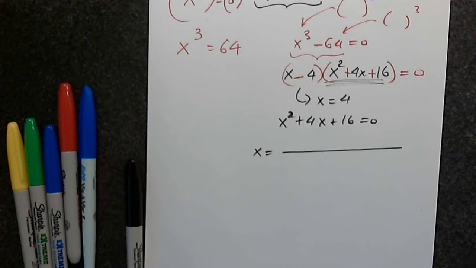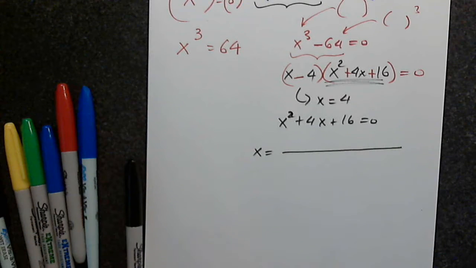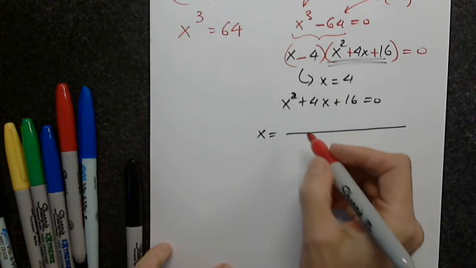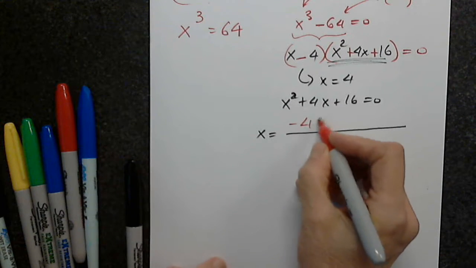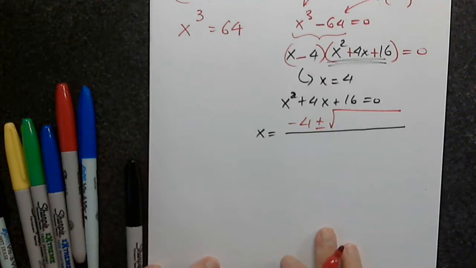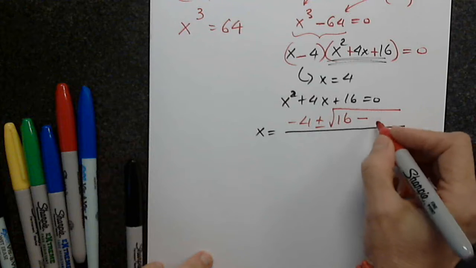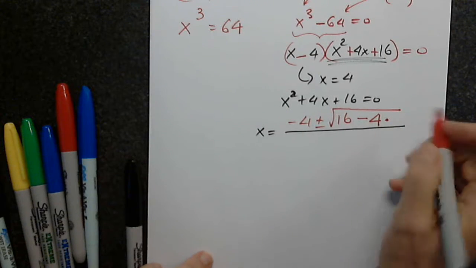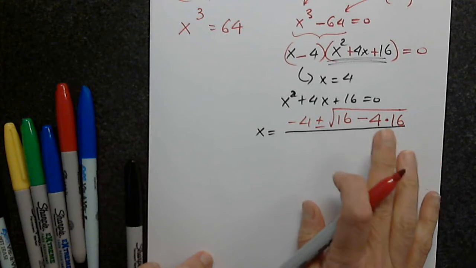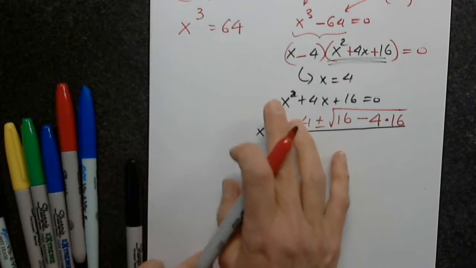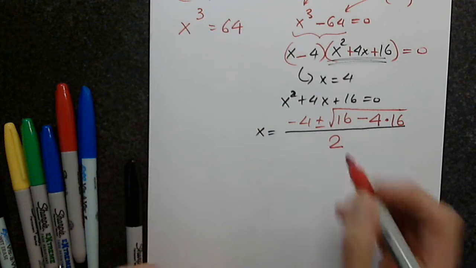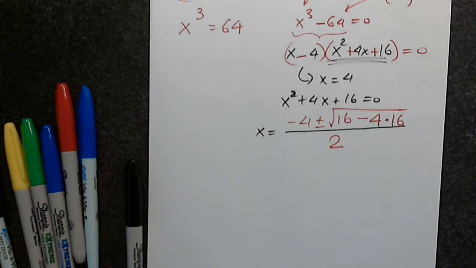Quadratic formula. So negative b plus or minus the square root of b squared minus 4ac. 4 times 1 times 16. It's wiser to keep it like this, over 2 times a, which is 2. The reason why I don't want to multiply is because it's easier if I don't perform this operation, because I can factor out 16.